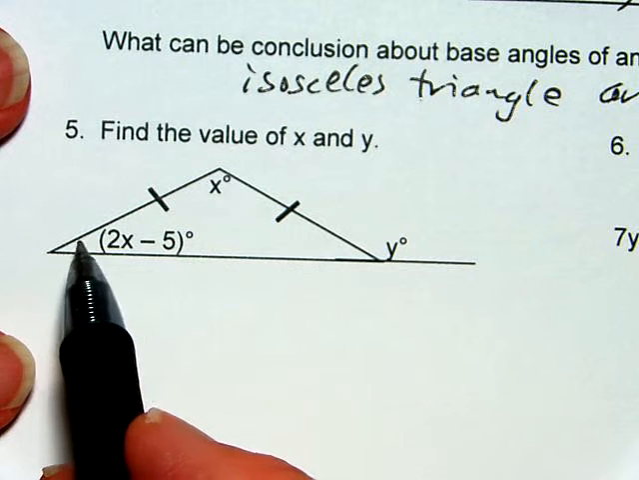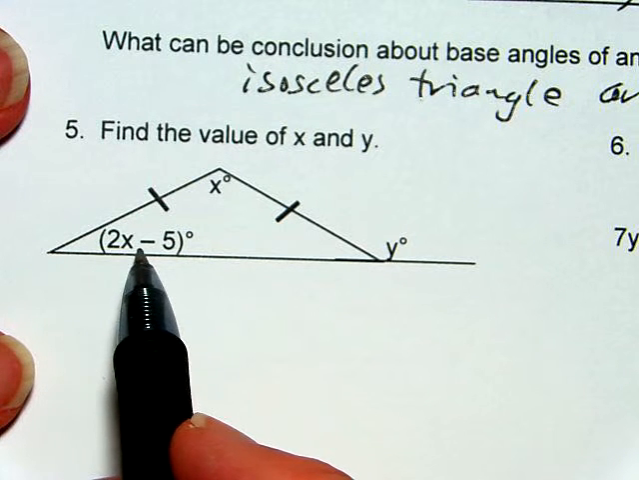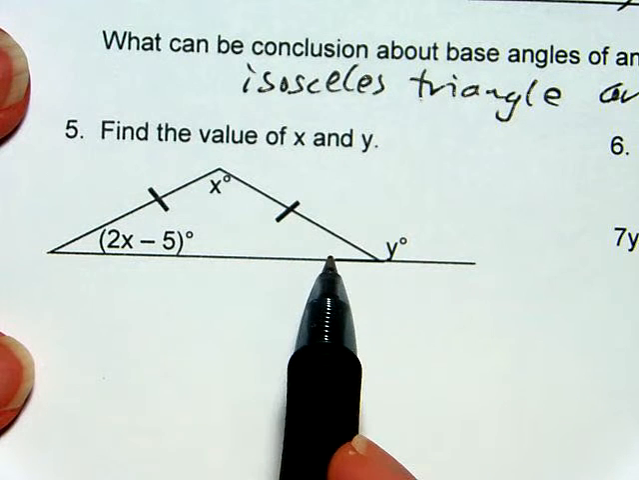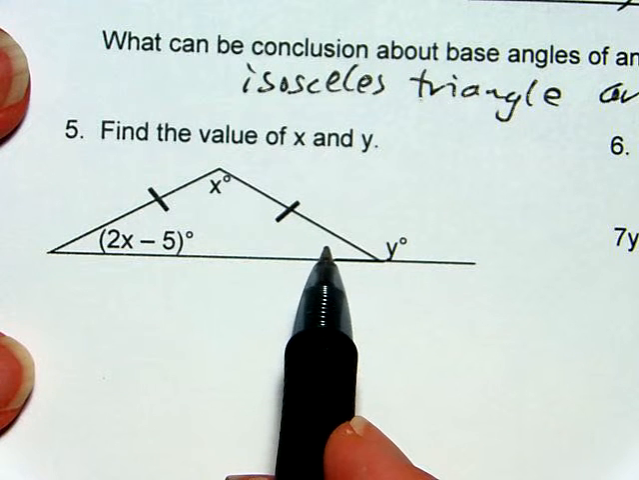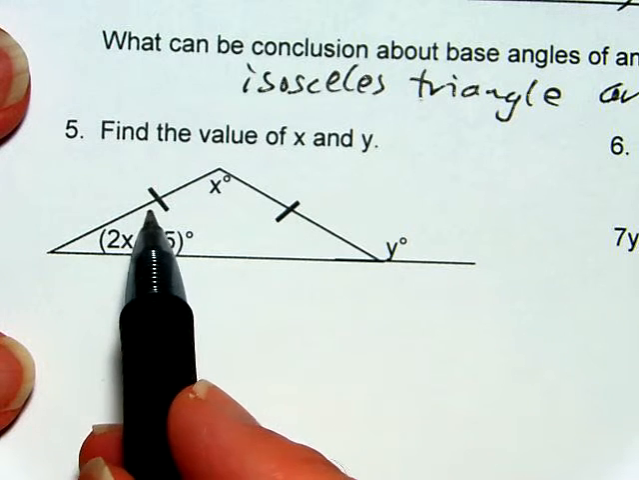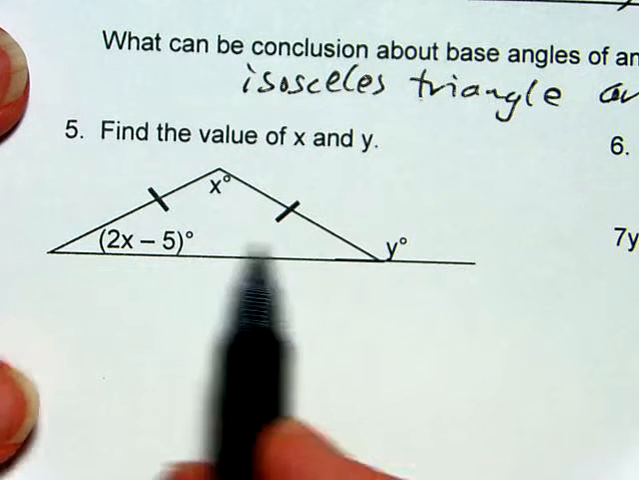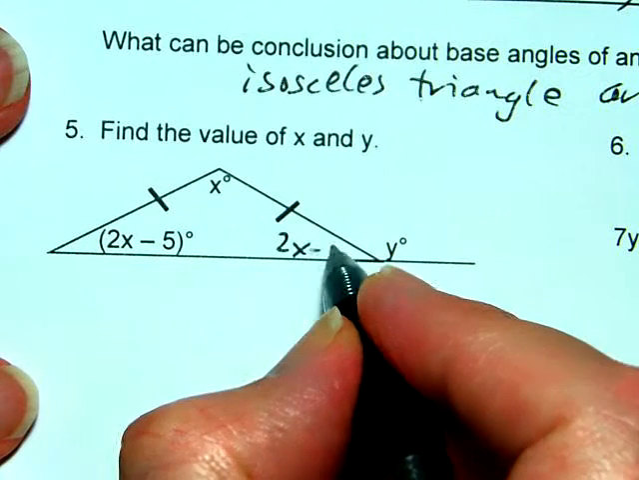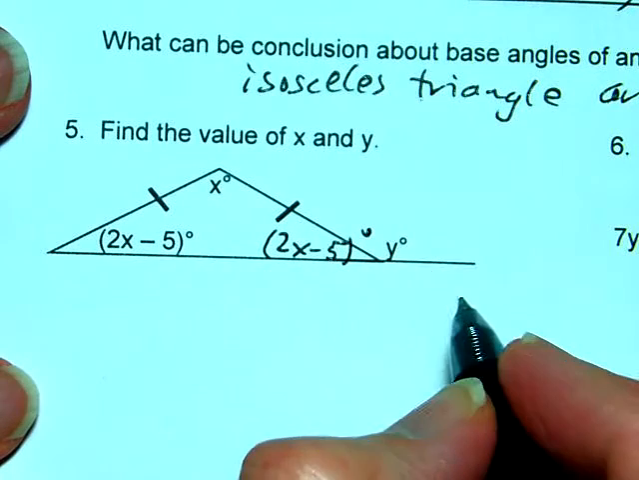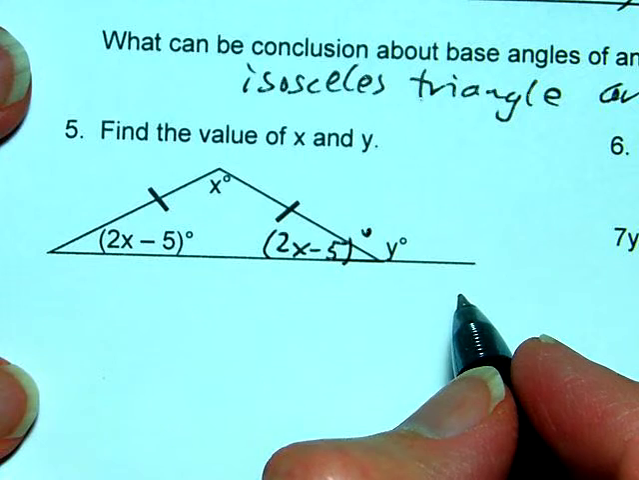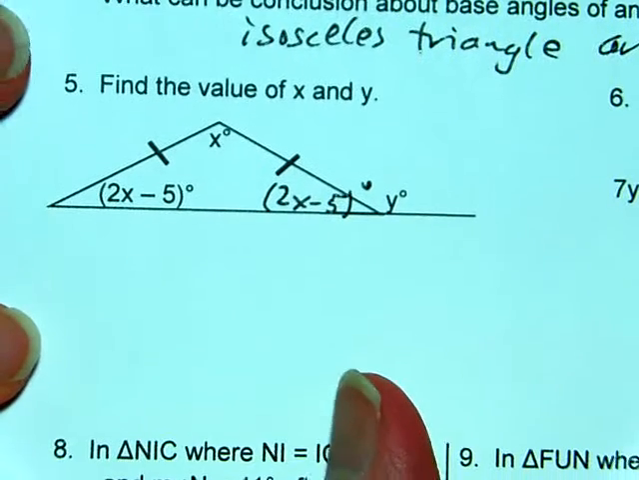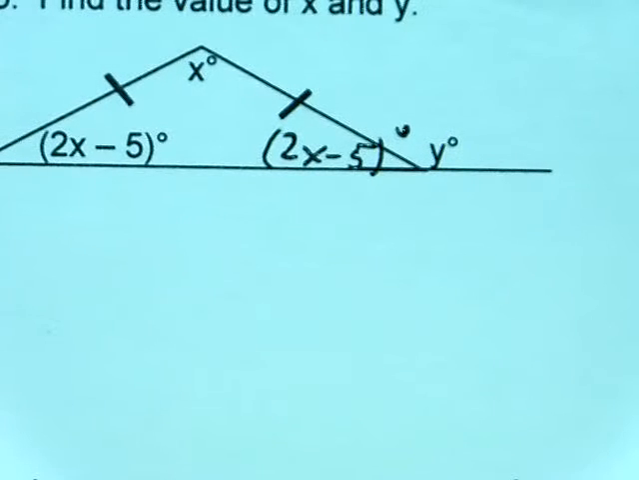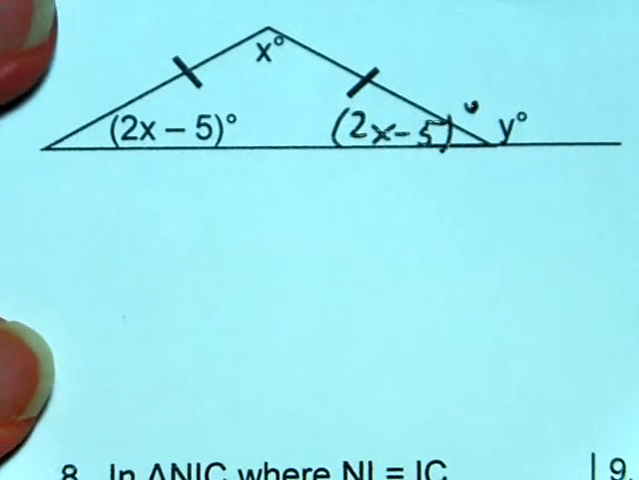So if the base angle on the left is 2x minus 5 degrees, opposite this side, then we know the base angle on the right side, which is opposite the other equal side, has to be the same angle measure. So we can pencil in 2x minus 5 as well in this base angle. Is that enough information for us to solve this triangle's angles? Yes, it is, because we know that the sum of the angles of a triangle is equal to 180 degrees.